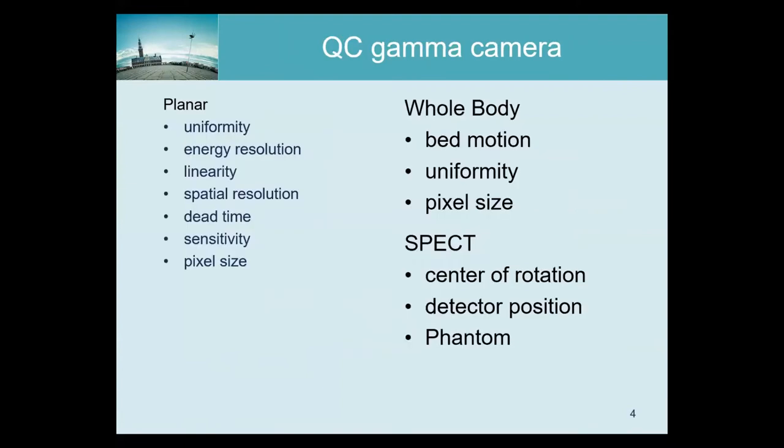All right, so here is a list of what you should do with the gamma camera, and all that is described in detail in NEMA protocols. So a gamma camera is often used for planar imaging. And in that case, we must be sure that a uniform phantom is imaged as a uniform image.